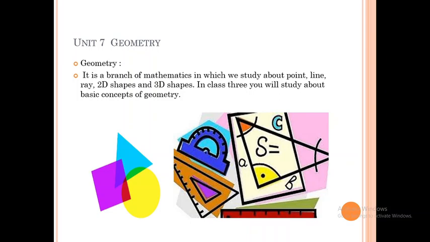Now first, just revise. What is geometry? Geometry is a branch of mathematics in which we study about point, line, ray, 2D shape and 3D shape. Now what is this 2D and 3D? 2D means two dimensional shapes and 3D means three dimensional shapes. In class 3 here in this book, you will study about the basic concepts of geometry. Whenever you see these types of figures, geometry comes to your mind automatically.